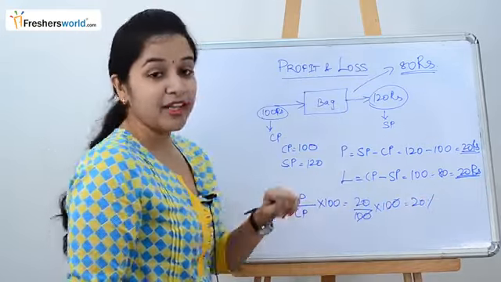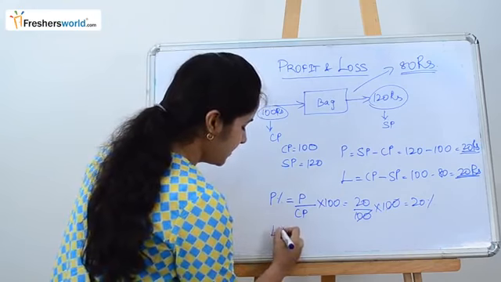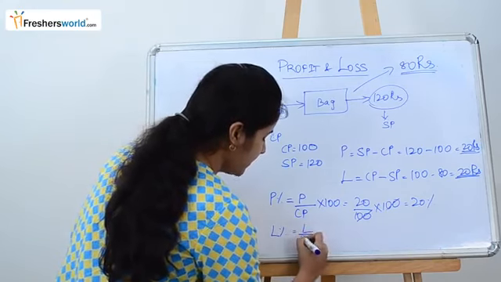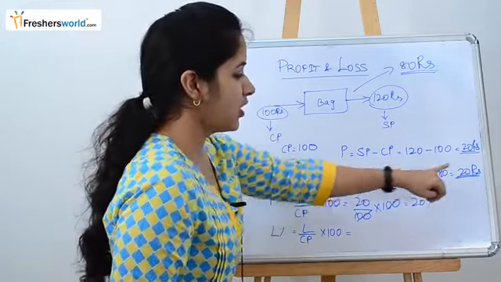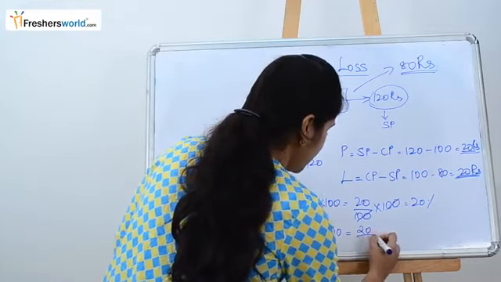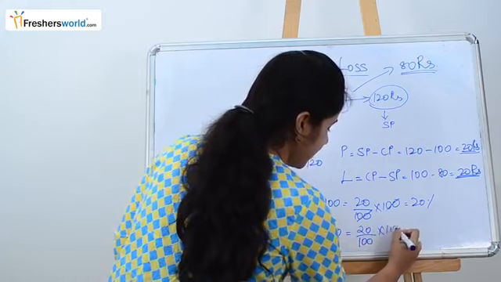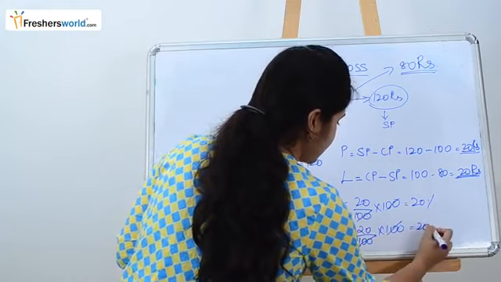Let's say we are going to find the loss percent. Loss percent is nothing but loss by CP into 100. How much is the loss? 20 rupees is the loss, divided by the cost price, 100, into 100, which is nothing but 20%.